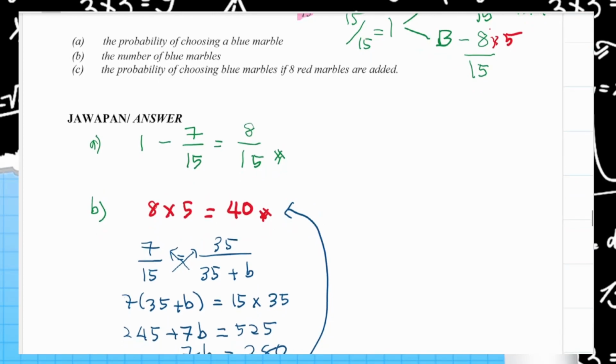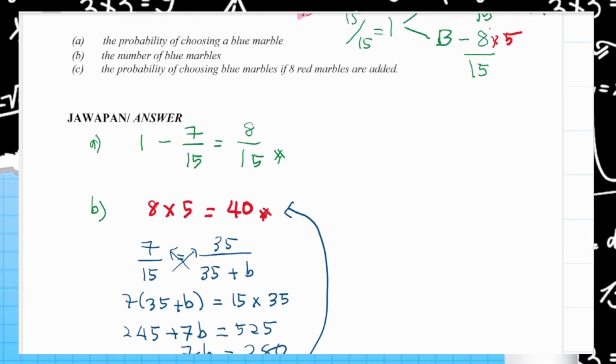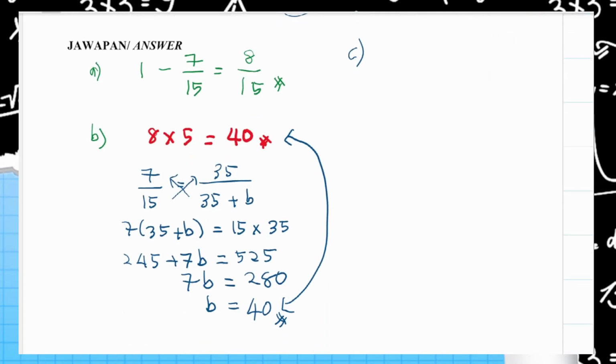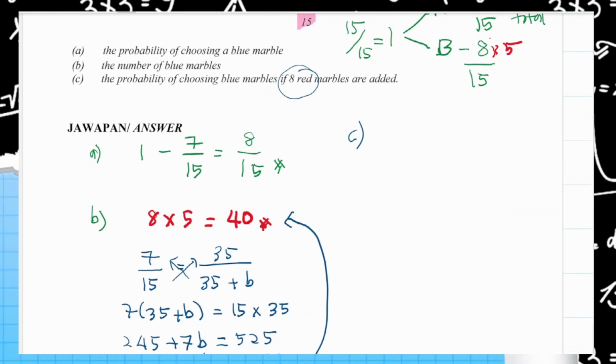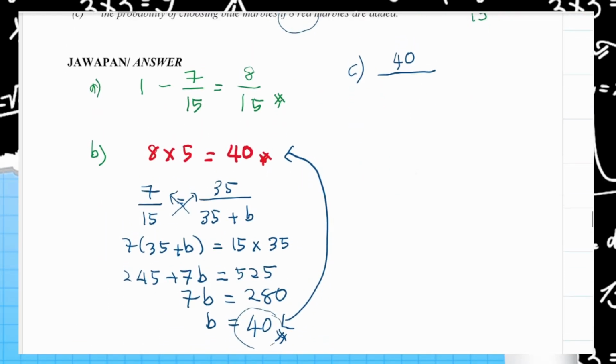Question C. Probability of choosing blue marble if 8 red marbles are added. For this question, you must be careful, because for your calculation, you must remember to add 8 red marbles in the calculation. So from question B, you already know the number of blue is 40, right? So here 40 divided by the total, red marble, sorry.